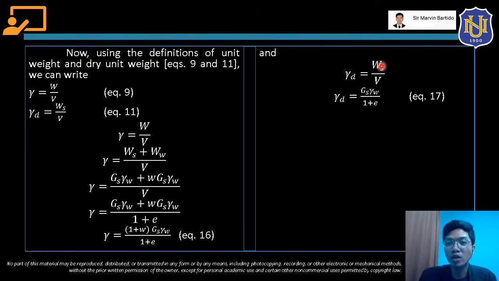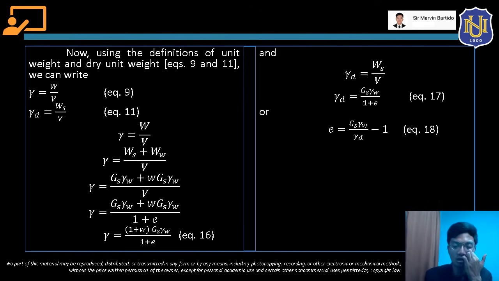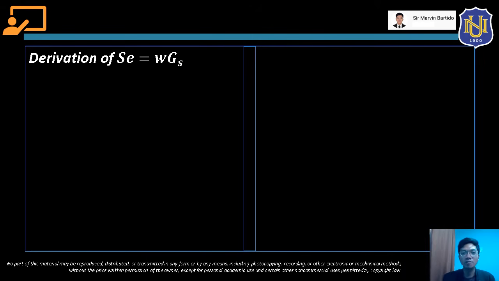So yung weight ng soil solid natin class, di ba yan ay GS times gamma W, na-derive natin dun sa previous slide. And then yung volume natin class, yan ay 1 plus E. So ito na class, yung formula for gamma dry. Okay, so this is GS times gamma W over 1 plus E. So pwede mo rin class kunin dito yung E, itong E na to. But anyway, I think no need to memorize naman na ito, kasi nandito na din yan. No? So ito na lang, yung equation 17.